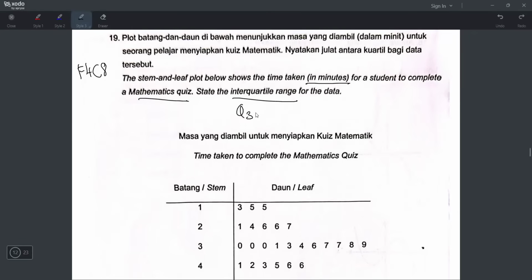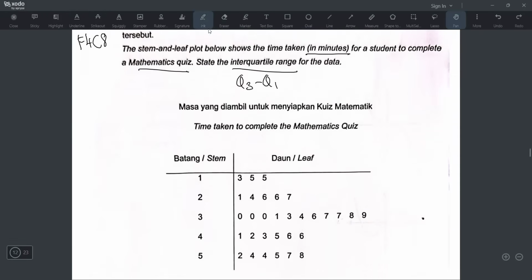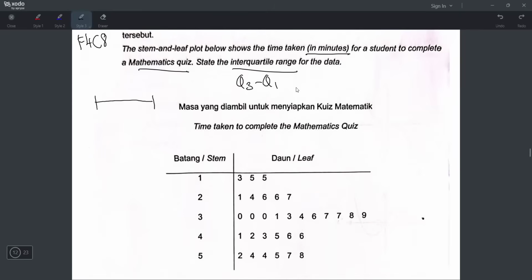The interquartile range formula is Q3 minus Q1. How to find Q3 and Q1 for ungrouped data? If it's ungrouped data, there's no class. So to get your Q1 and Q3, you first find your Q2. Q2 will be the median, the middle number. Then for Q1, you take the middle of the first half. For Q3, you take the middle of the second half. Then take Q3 minus Q1, and you get your answer.